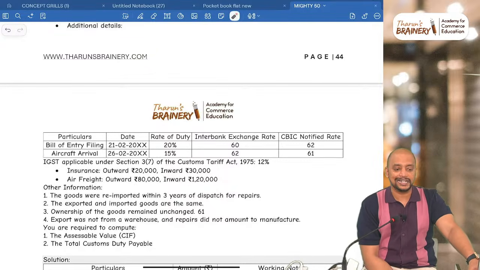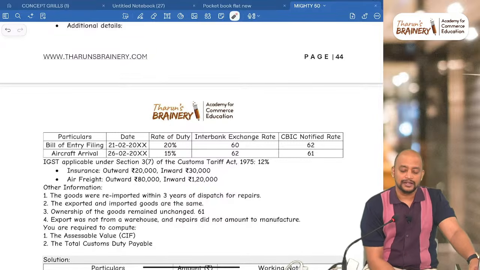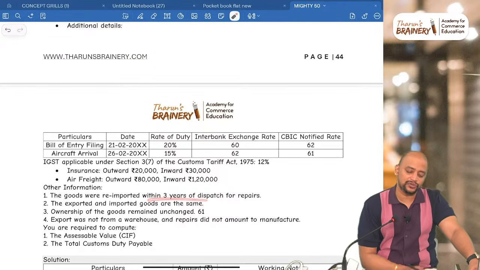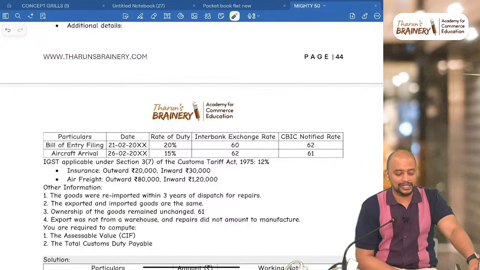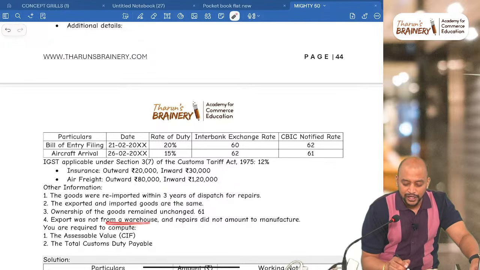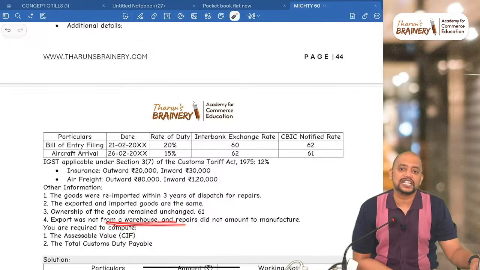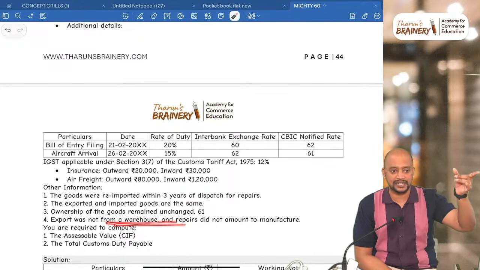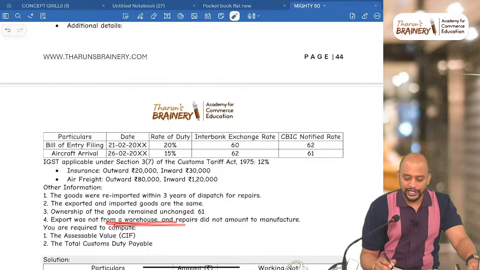How much you got? 18,60,000 plus 20 plus 30 plus 80 plus 1,20,000. 21,10,000. And what are the conditions? From the date it is exported for repairs, it should be brought back within 5 years. Correct? And it can be extended for a further period of 2 years, but it is within 3 years. The exported and imported goods are same, ownership remains unchanged, so all the conditions are satisfied, and export was not from a warehouse. If it is exported from a warehouse, then on import we need to pay the full customs duty, because initially we did not pay the customs duty, and repairs did not amount to manufacture.